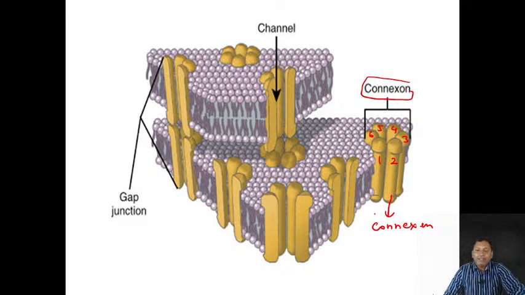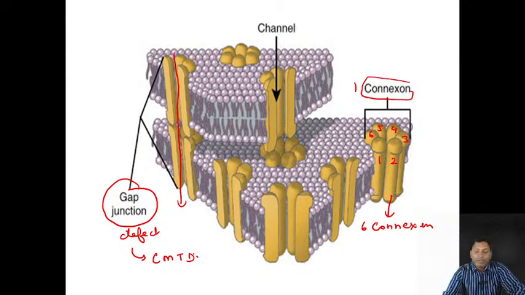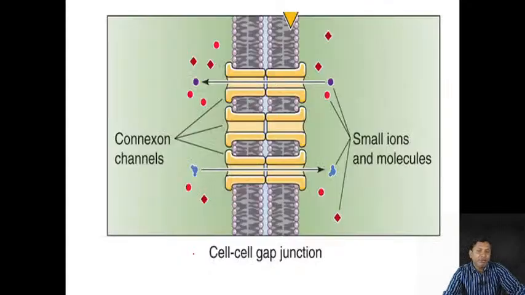Right, and these six connexins make one connexon, and this connexon is making what? So you can see here what they are making. They are called the gap junction. So if they are defective, the gap junction will also be defective. So the defect will lead to what? It will lead to Charcot-Marie-Tooth disease. Right. So now let us look at the next question here.